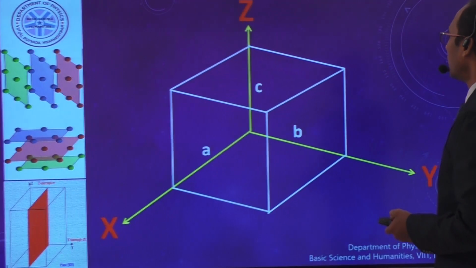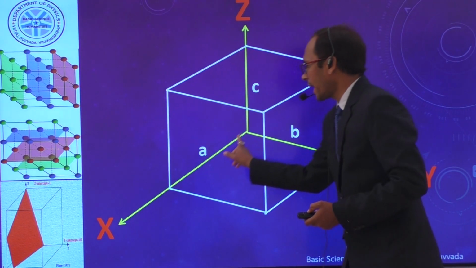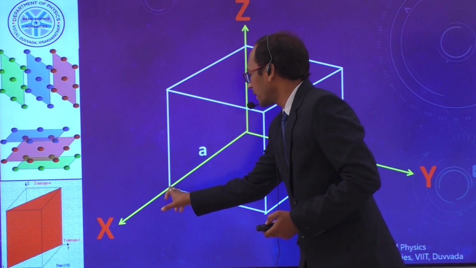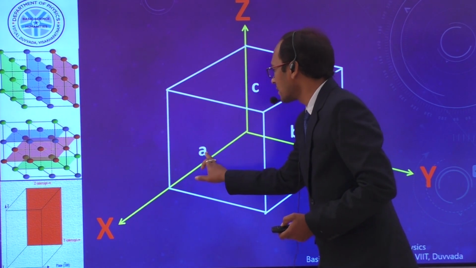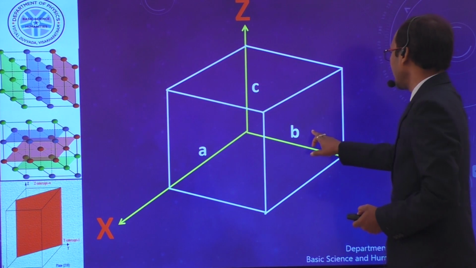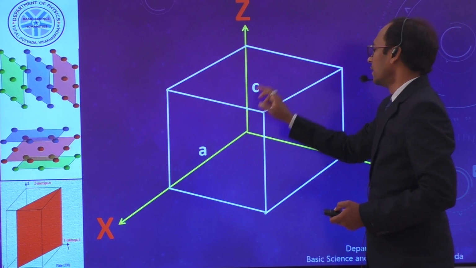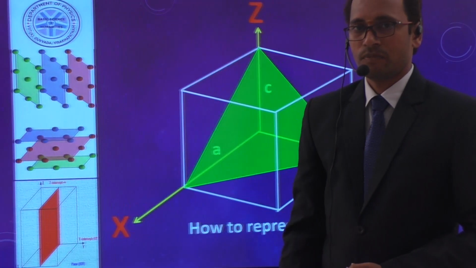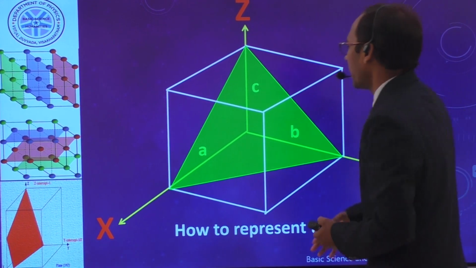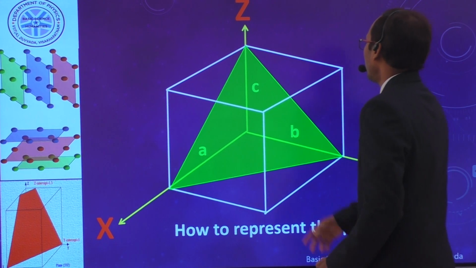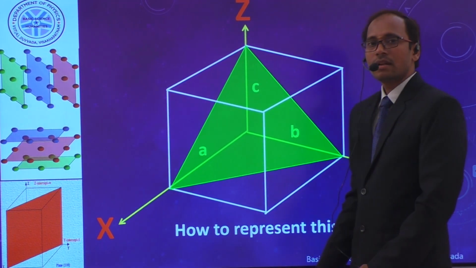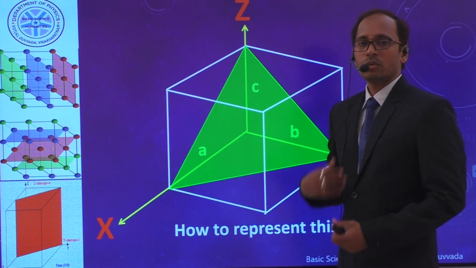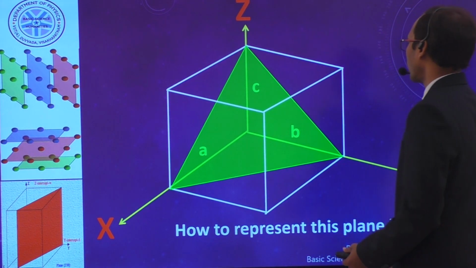Now let us see, this is the unit cell. Along the x direction, the unit cell length, the lattice parameter, is a, along the y-axis it is b, and along the z-axis it is c. That means this unit cell has the lattice parameters a, b and c. Now, if you have a plane like this, the question is: how to identify this plane? That is our question.